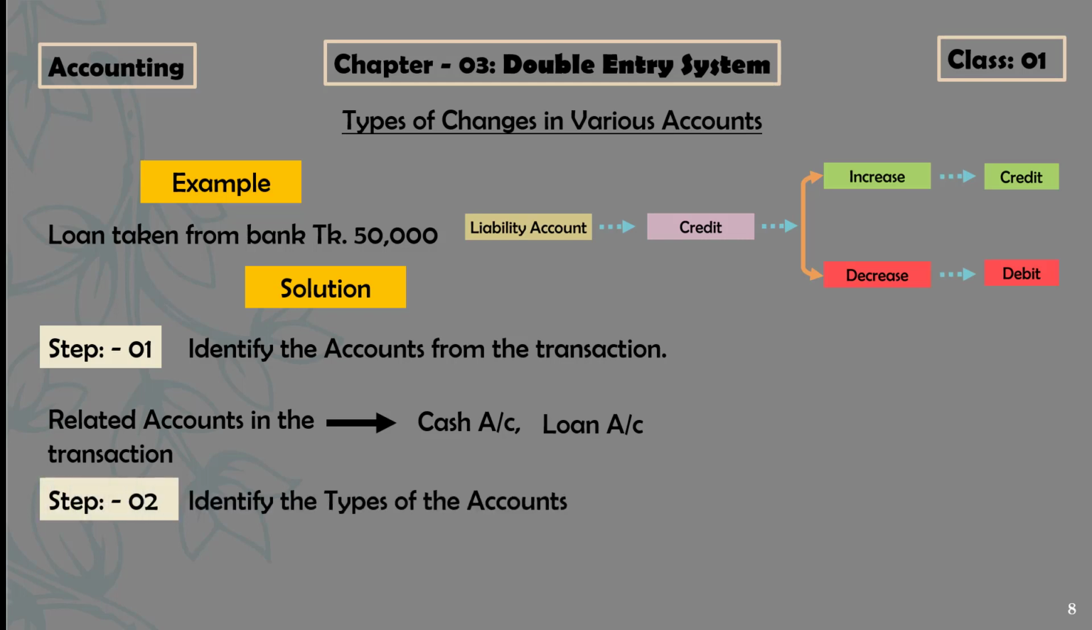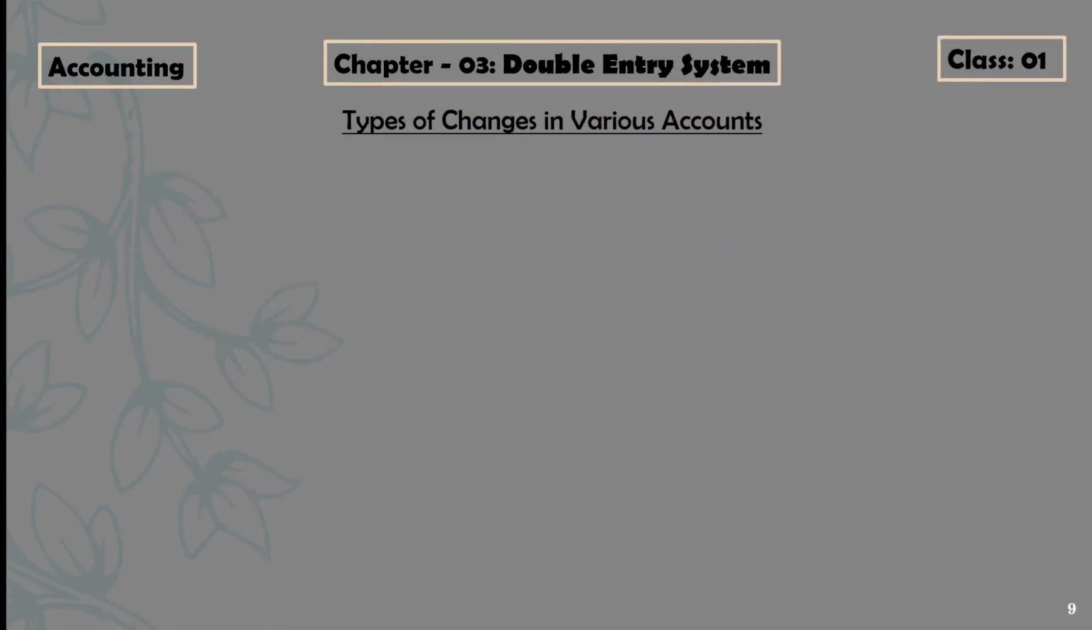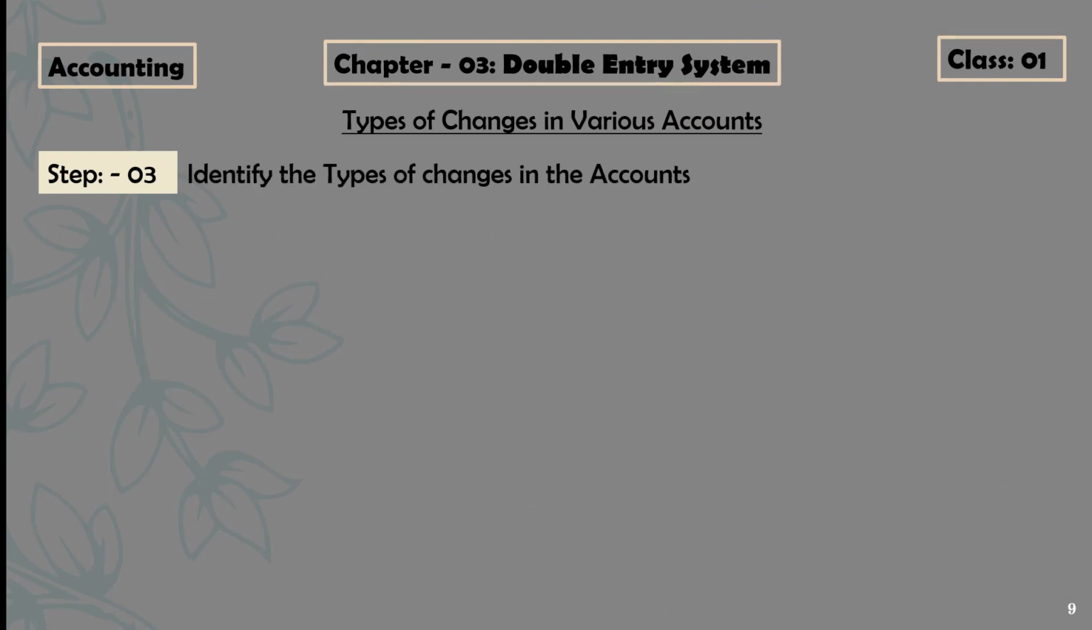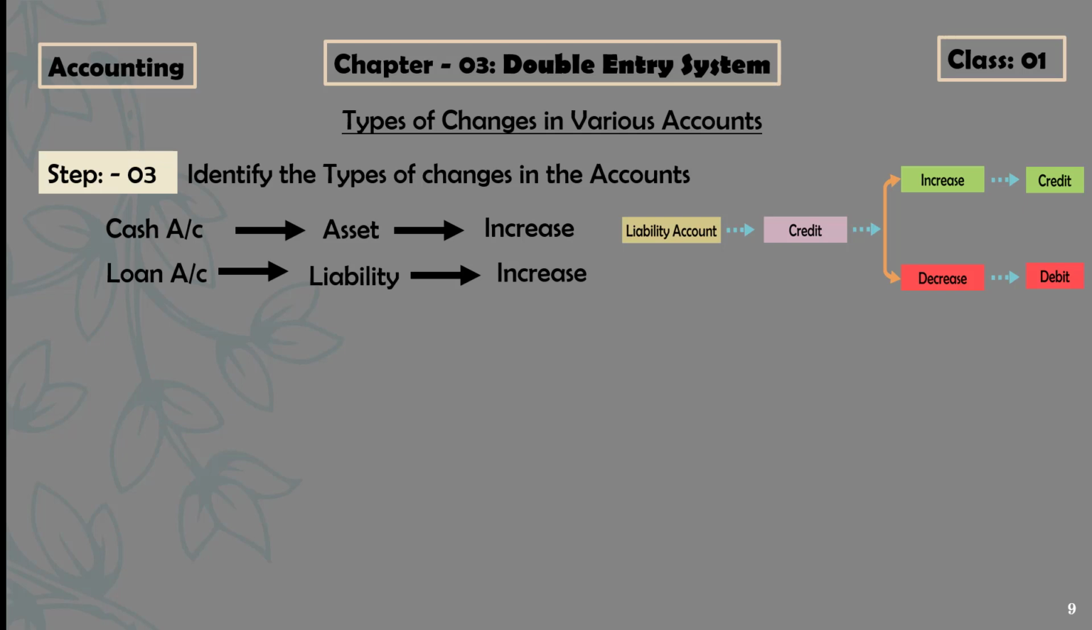Step 2, identify the types of the accounts. We know cash account is an asset account, and loan account is a liability account. Now step 3, we identify the types of changes in the accounts. Since we have taken a loan, cash account, an asset account, has increased, and loan account, a liability account, has also increased.